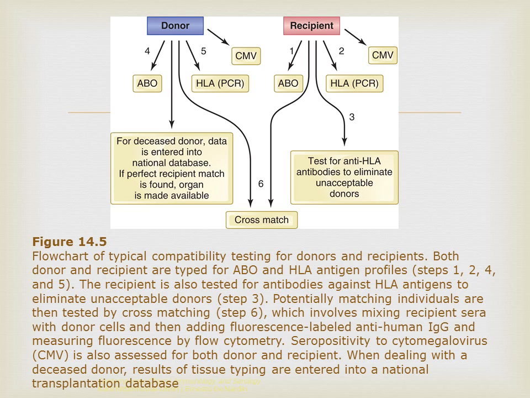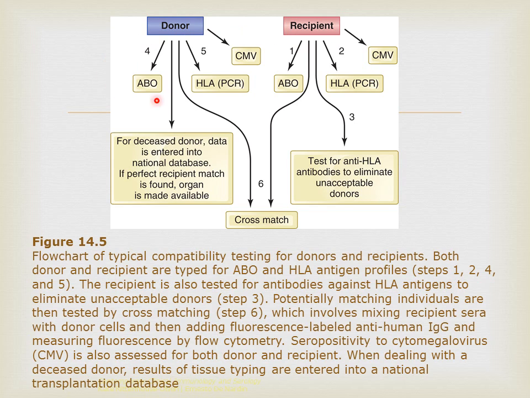This flowchart does a nice job of summing up what goes on in terms of compatibility testing for donor and recipient for the purpose of transplantation. First and foremost, we need to make sure donor and recipient are ABO compatible, so we have to do ABO testing. We want to test each for the presence of cytomegalovirus. If the recipient is CMV negative, we wouldn't want to give them tissues from a donor who is CMV positive. We test both donor and recipient for their HLA antigens via the PCR test method.